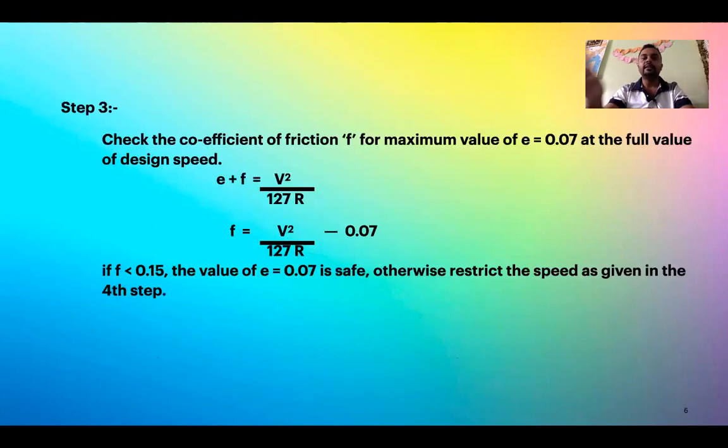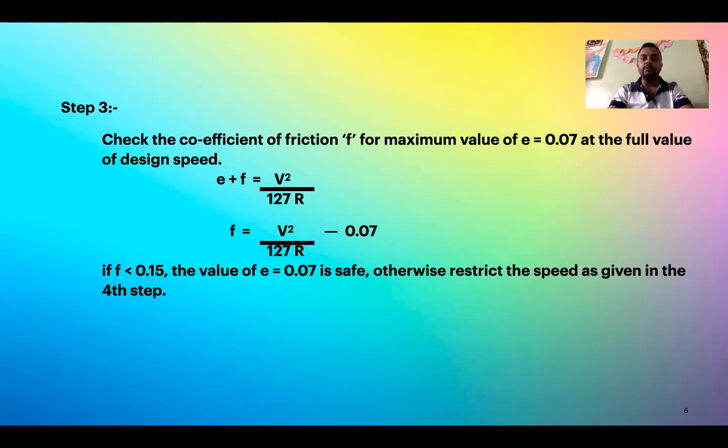What is step 3? Now you calculate the value of f considering the value of e as 0.07. Consider the value of e as 0.07 and calculate the value of f using the formula e plus f is equal to v square by 127 R. You will get a value of f. If the value of f is less than 0.15, we know that f is equal to 0.15. Now, if using this formula f is coming as less than 0.15, you can consider that e equal to 0.07. For that particular design speed, it is safe.